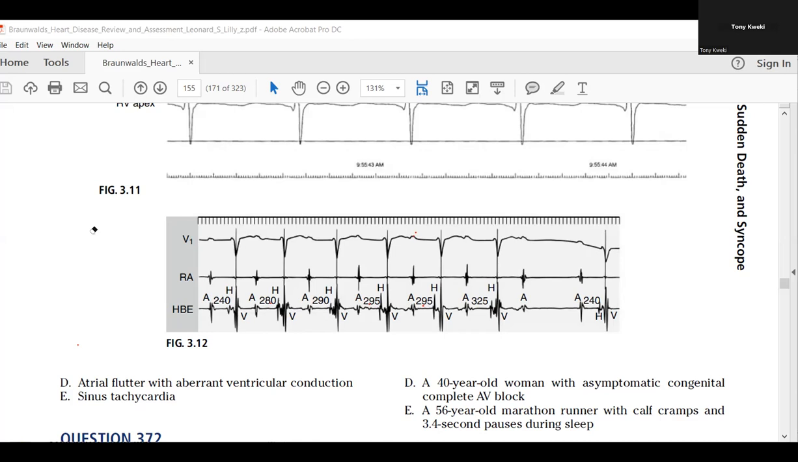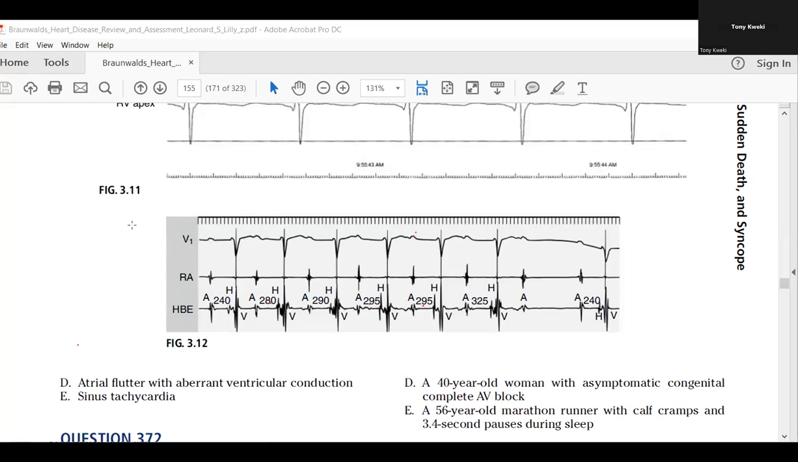However, for the type 2, there is not necessarily any prolongation. So we find out that in type 1 second degree heart block, the QRS complex duration is usually normal and reflects block at the level of the AV node proximal to the His bundle. Because of that, the clinical course is usually benign compared to a type 2, and usually no specific intervention is needed in the absence of symptoms.